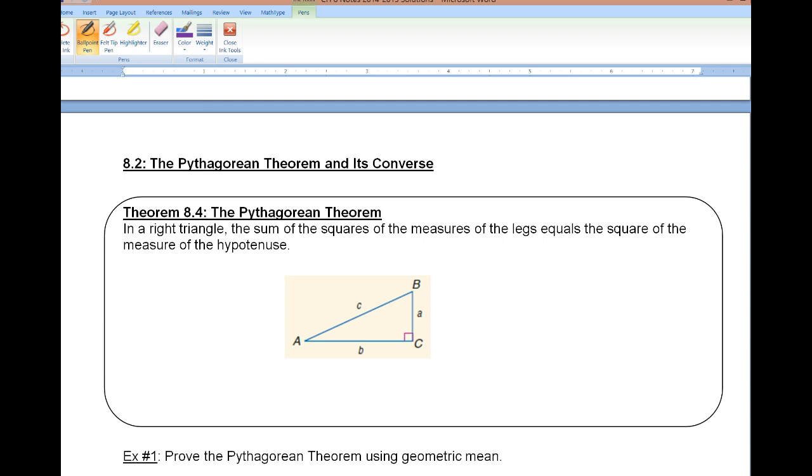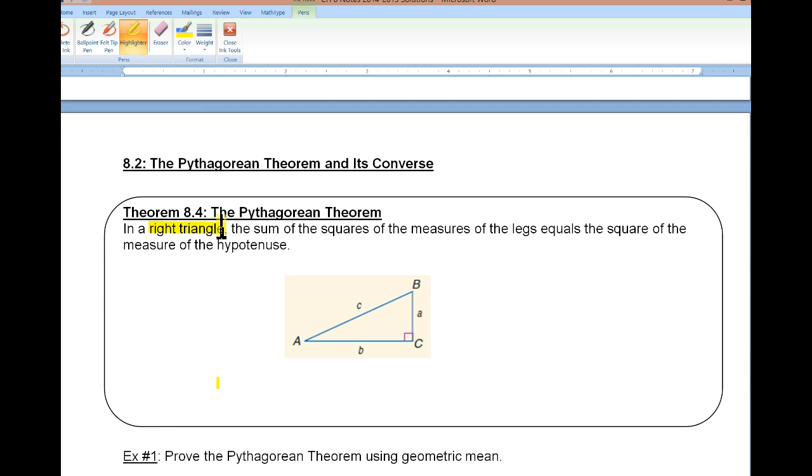Okay, so Pythagorean theorem and its converse. Somebody mentioned that this is actually a relatively easy lesson because we've seen it before. We've seen Pythagorean theorem. What's Pythagorean theorem? A squared plus b squared equals c squared. So the key to the Pythagorean theorem is that you have to have a right triangle. If you don't have a right triangle, the Pythagorean theorem does not apply.